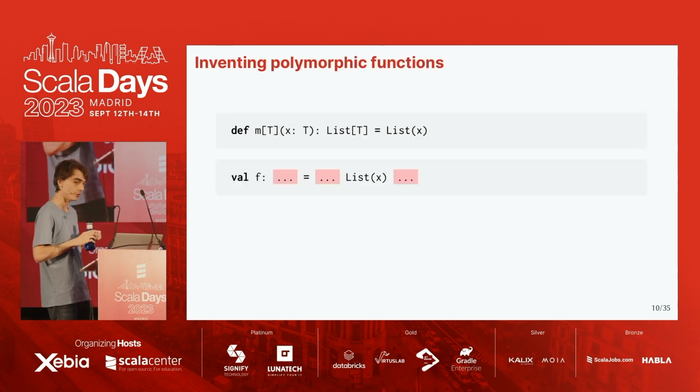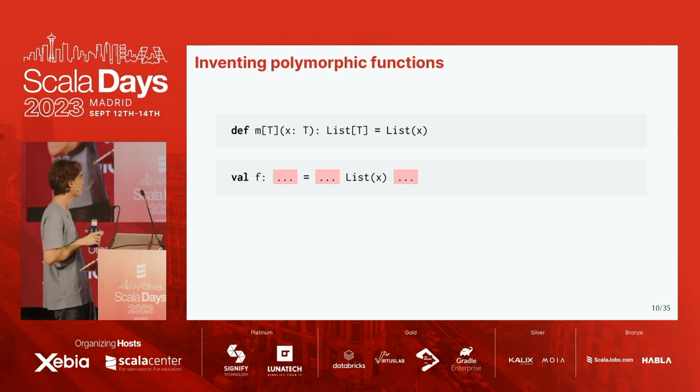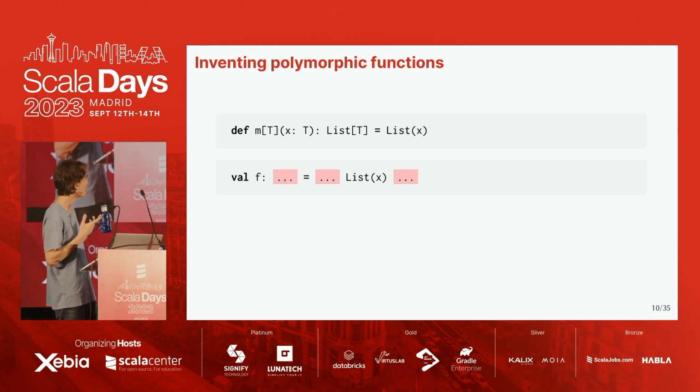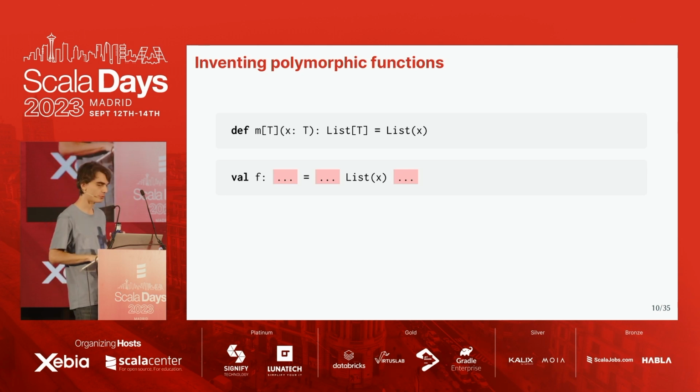So if we wanted to invent this equivalent of polymorphic methods for functions, what would it look like? Probably we know that there's going to be a type, and there's going to be values of this type. And here we want to call List(x), so there's going to be List(x) somewhere in our implementation.